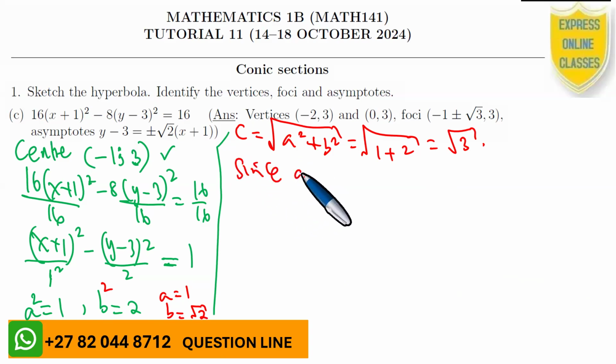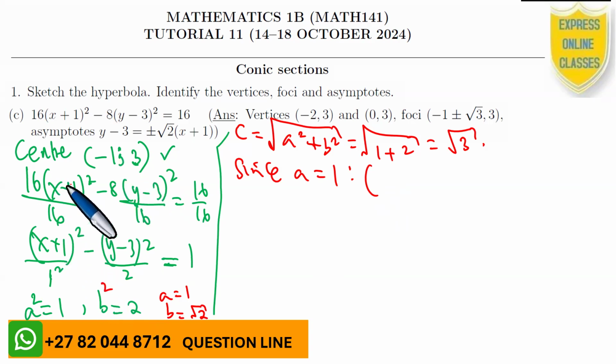Since A is one, because we focus on the A, it tells us exactly by how much you need to adjust along the focal axis. Because now X is positive here and Y is associated with the negative.